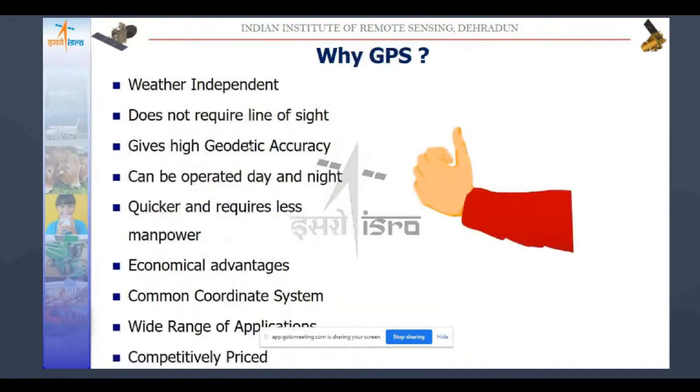And why do we use GPS? Because it is weather independent, it works in all weather, and it does not require line-of-sight information, meaning the objects need not be in the same line. It gives high geodetic accuracy, can be operated day and night, and is quicker and requires less manpower. Economical advantages are there, a common coordinate system everywhere, a wide range of applications, and its price is also competitively less as compared to others.